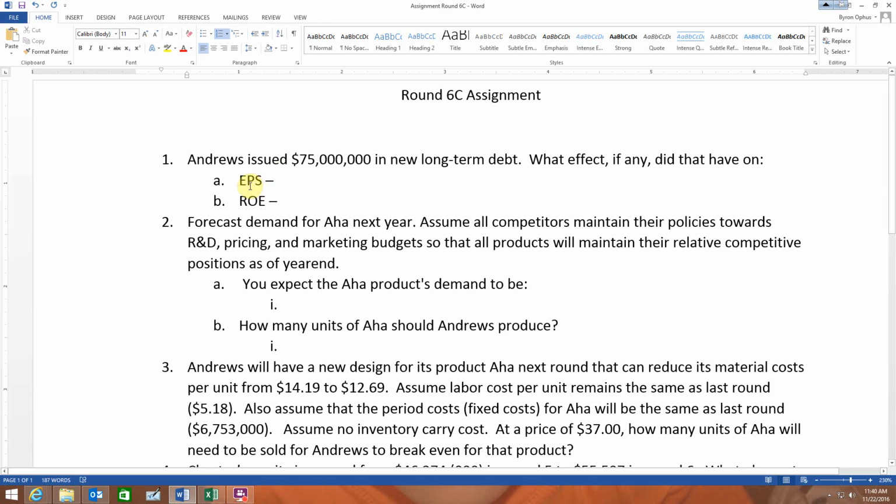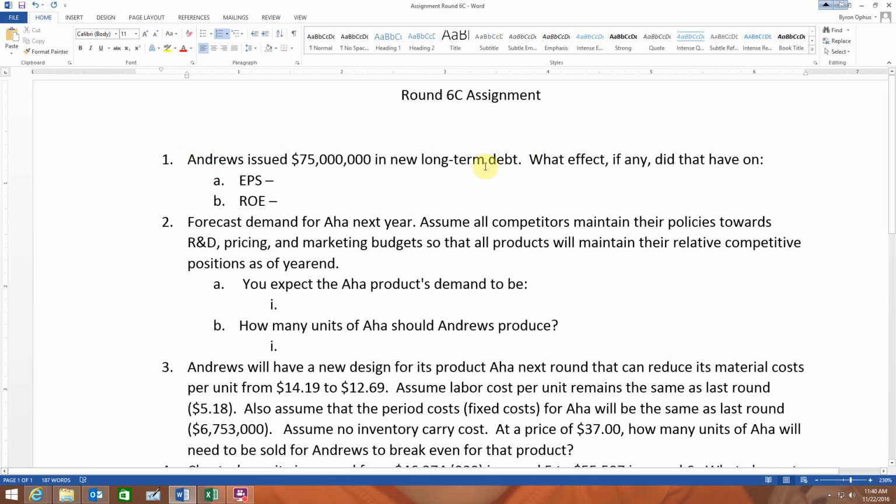Now, my best advice here is remember what these are: earnings per share. And think about the impact that $75 million in debt might have had on either earnings or shares. In this case, I'm not asking you to necessarily do any calculations.